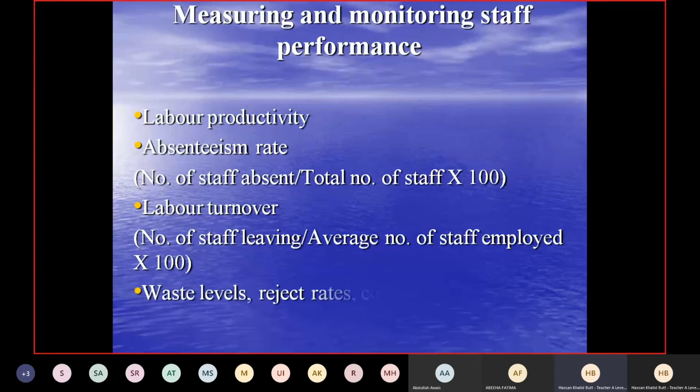Then we have waste levels, reject rates, consumer complaints. Again, we can discuss that as well. Now, by measuring the waste levels, reject rates, and consumer complaints, you can imagine the performance of the staff you have hired. Now, waste levels means, for example, you are producing and you are using the raw material, right? And you are wasting it. Obviously, when you produce something, there is a lot of waste which comes out of the production.